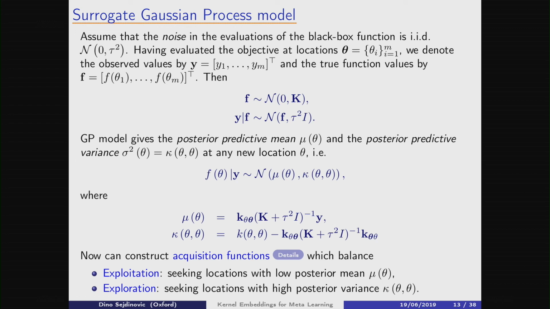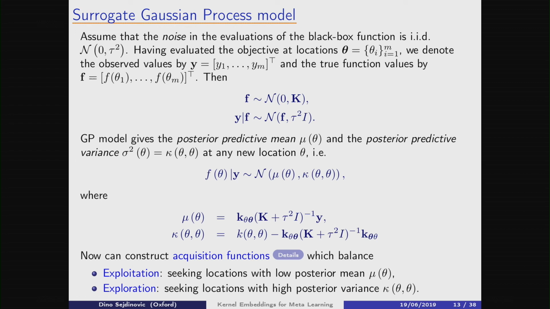Okay. So now that we have the mean and the variance at any given theta, any new hyperparameter value that we wish to query, all available in closed form, we can construct these acquisition functions which balance exploitation and exploration in the following sense. Exploitation means that we're seeking locations with low posterior mean, mu of theta. Mu of theta is my current estimate of the function. I want to minimize that function, so I'm going for the low posterior mean, okay?